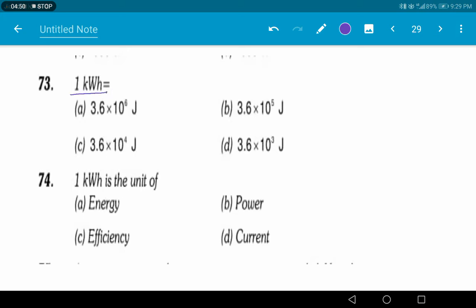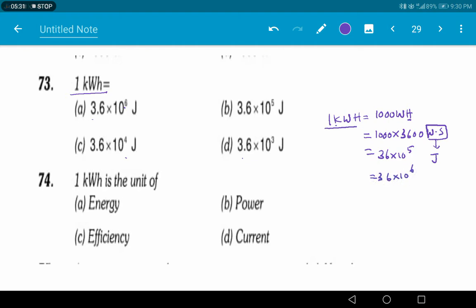1 kilowatt hour, the different options are given: 3.6 into 10 power of 6, 3.6 into 10 power of 5, 3.6 into 10 power of 4, 3.6 into 10 power of 3. So we know that 1 kilowatt hour is equal to... sir, we are unable to remember this directly. So we can convert this amount. 1 kilo stands for 1000 watt hour. Again we should convert this hour into second. So 1000 into 3600 watt second. I told you already that watt second is the unit of the joule. Therefore we can write 36 into 10 power of 5, or 3.6 into 10 power of 6 joules.